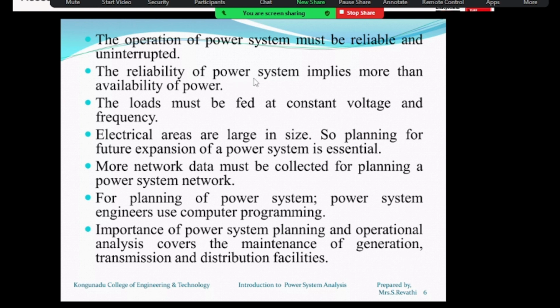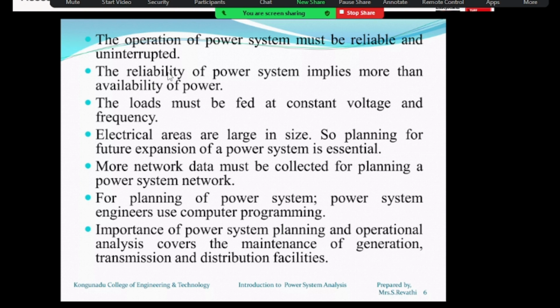The reliability of a power system implies more than the availability of power. This means that a power system must be reliable, like it should be stable. It should be in the nominal range. Like if the required voltage is 220, then it should be 200 to 220 or 230. It shouldn't go below 200, because these are the nominal values.